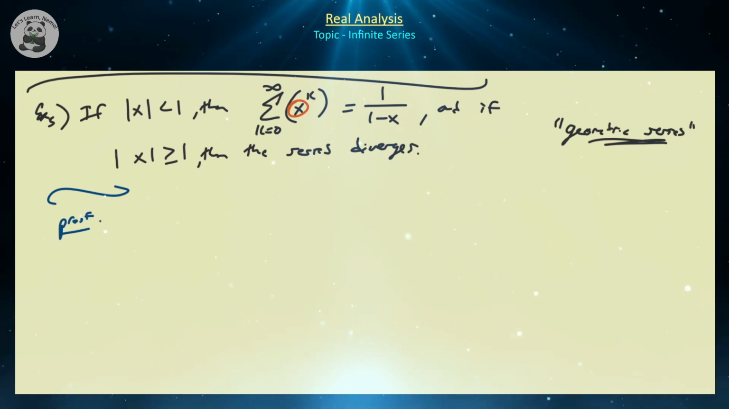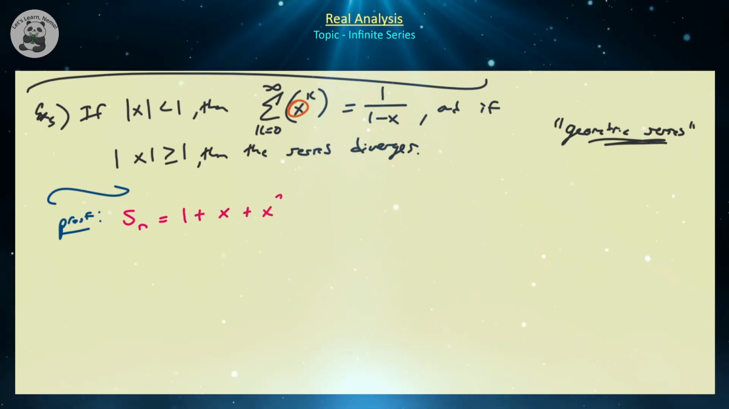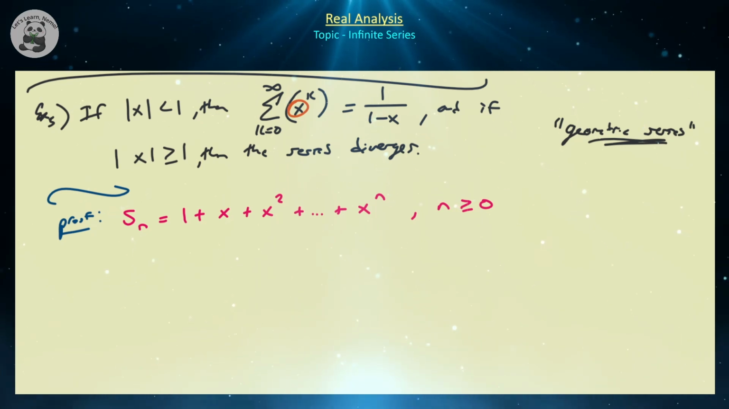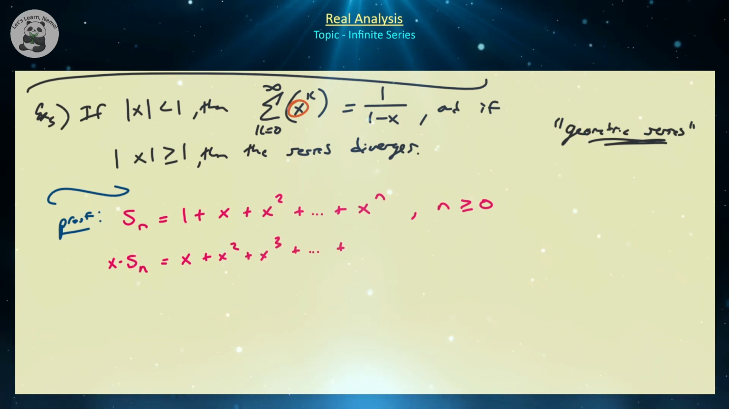So let's see if we can provide a proof for the convergence of an infinite series. What we're going to do is look at Sn. So what is the partial sum of this? The partial sum is going to be equal to 1 plus x plus x squared all the way up to x^n, where n obviously is greater than or equal to 0. And what I want to do is multiply this entire series by x. So I'm going to have x times Sn. That's going to be equal to x plus x squared plus x cubed all the way down to x^(n+1). And obviously still n is greater than or equal to 0 for that.